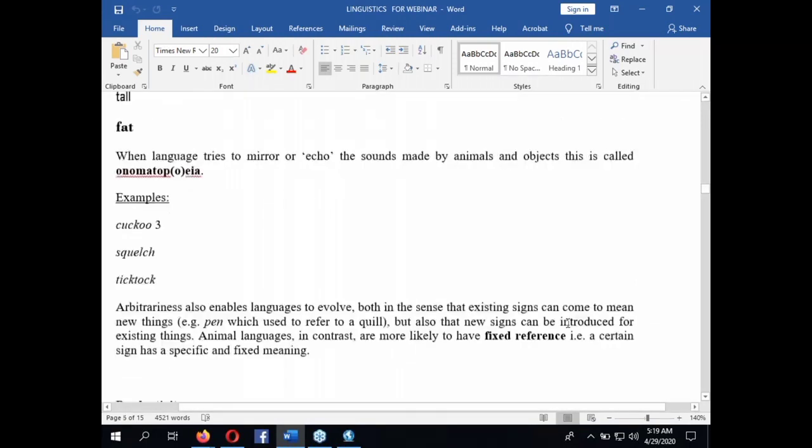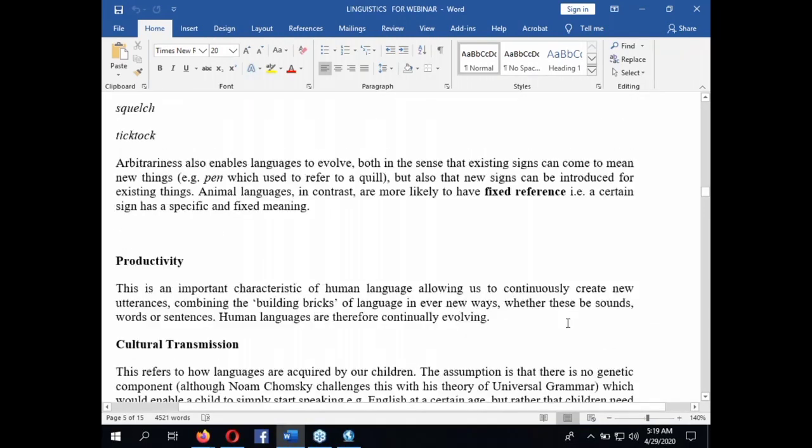Okay, let's continue with the characteristics of language. Now we have productivity. This is an important characteristic of human language. Now this allows humans to continuously create new utterances, combining the various units of language. So this could be either in sounds or in sentences. So this makes human language continue to evolve.